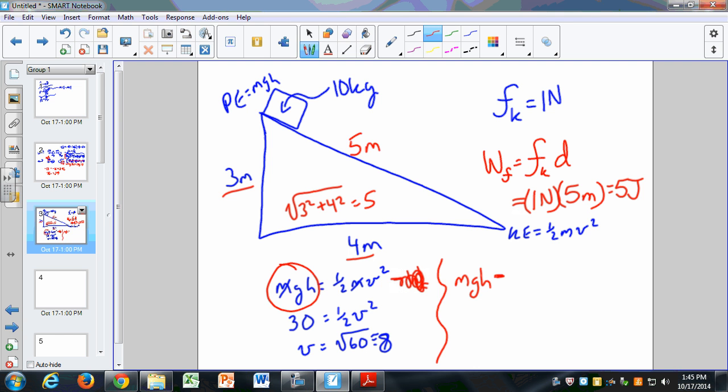Now I know that my total energy initially is the potential energy. And that potential energy is mgh, which is 10 times 10 times 3. So that's 300 joules. So it has 300 joules of energy to start with. And so the kinetic energy at the bottom will equal this 300 joules minus the 5 joules.